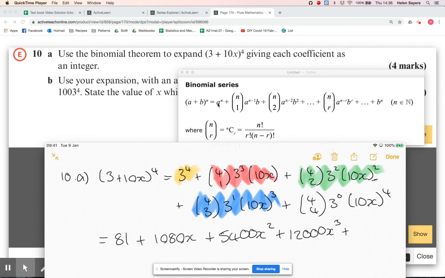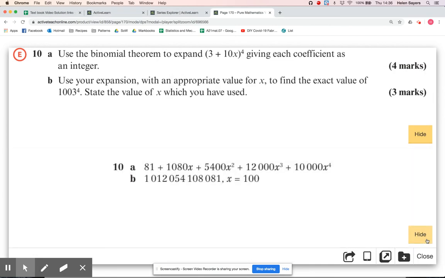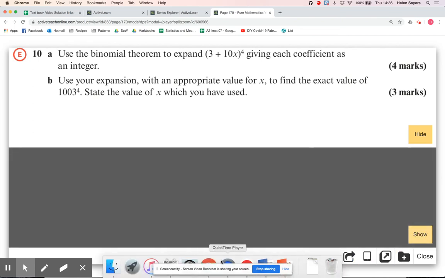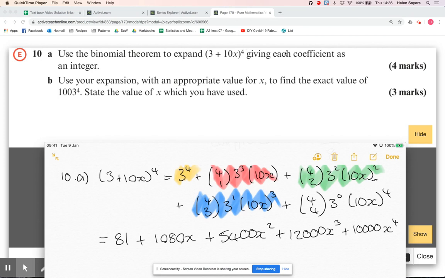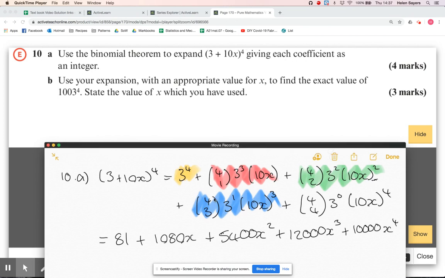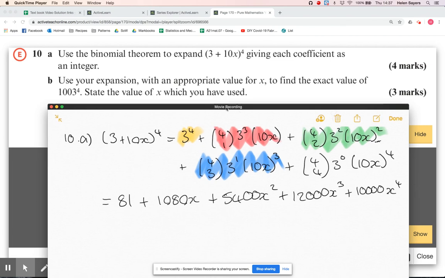And then the x to the power of 4 term, well, 4 choose 4 is 1, 3 to the power of 0 is 1, so that is just going to be 10 to the power of 4, and then x to the power of 4. Okay, let's just double check that, 81, got the right number of zeros. Yeah, I think we're okay so far. Okay, yeah, they've been quite nice in the question because they've said give each coefficient as an integer. So if somehow we'd ended up with a fraction somewhere, we'd know we'd gone wrong.